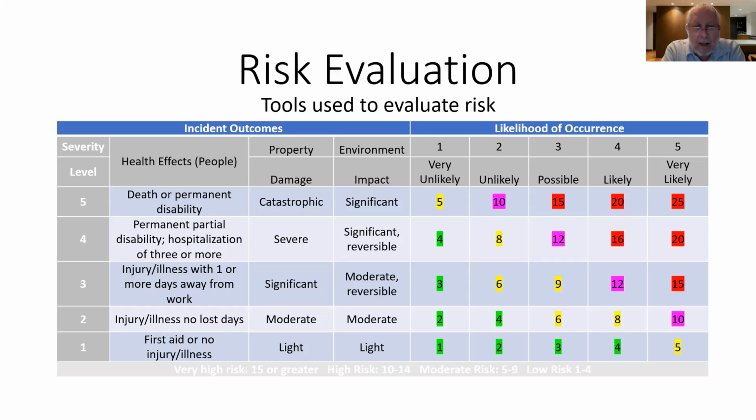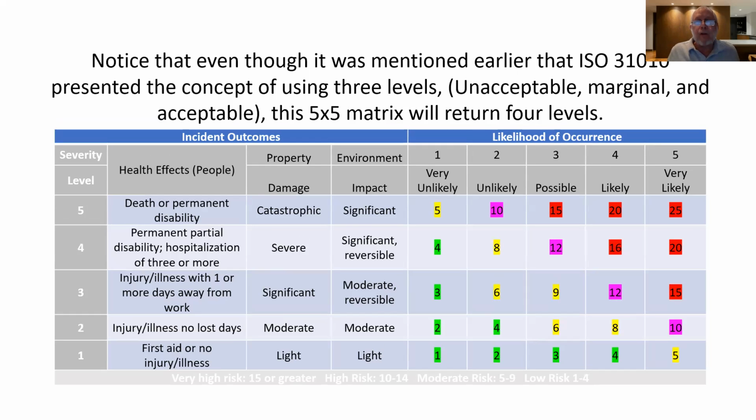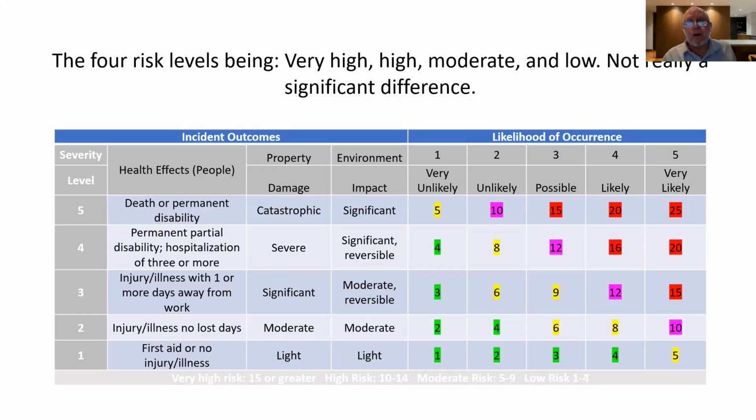At the bottom it's hard to read. Very high risk is 15 or greater, high risk 10 to 14, moderate risk 5 to 9, and low risk 1 to 4. So you have four levels instead of three. Even though, as mentioned earlier, the ISO standard presented the concept using three levels, unacceptable, marginal, acceptable, this 5x5 matrix has four levels: very high, high, moderate, and low. It's not really a significant difference from the ISO. They're actually saying you set those two intermediate levels. You can combine them if you want to, but it gives you just a little bit more separation in those levels.